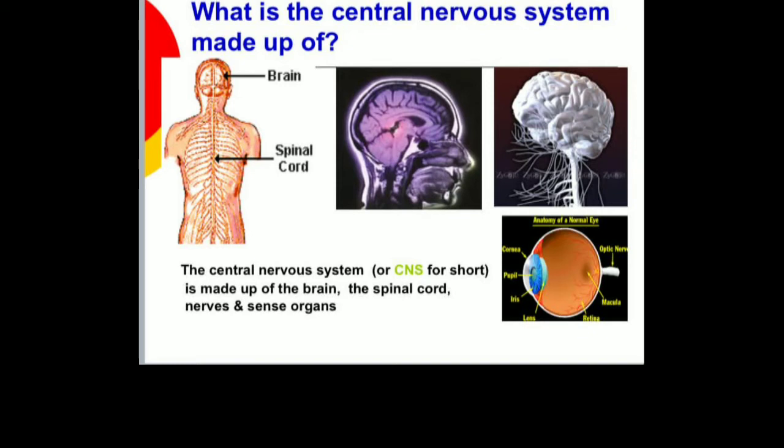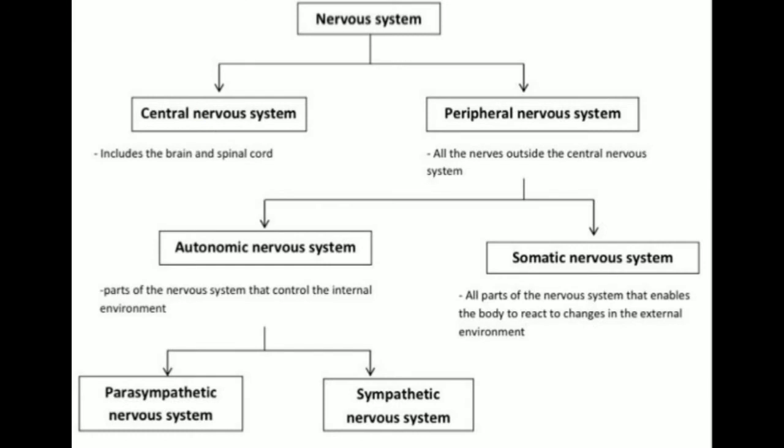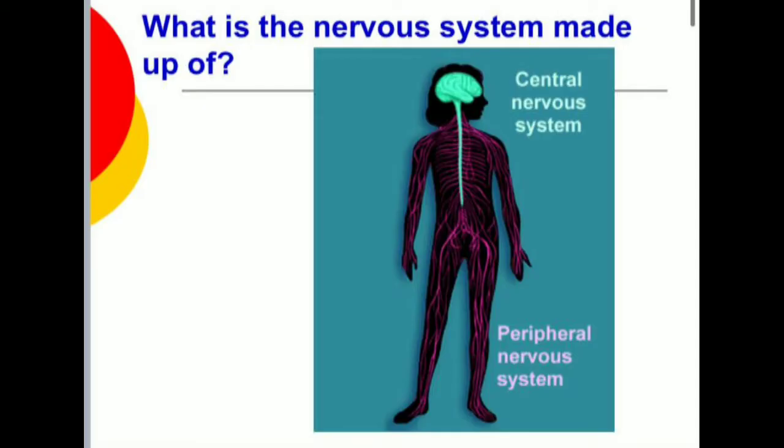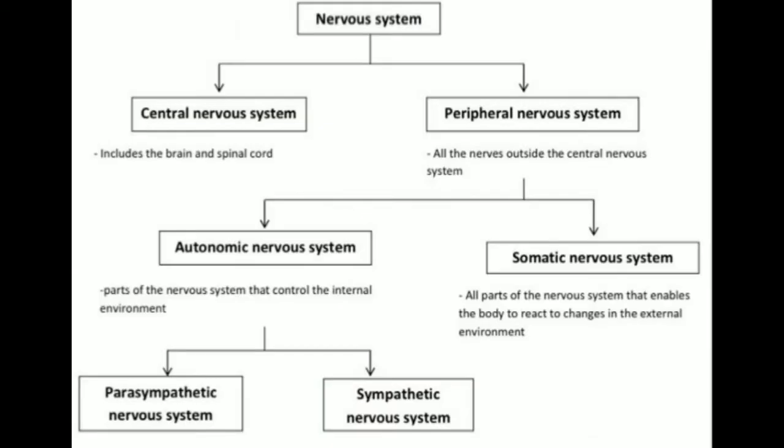And the peripheral nervous system consists of all the nerves outside the central nervous system. In other words, the peripheral nervous system is the cranial and spinal nerves. These extend away from the central nervous system to other parts of the body. In more detail, the peripheral nervous system is the autonomic nervous system as well as the somatic nervous system.